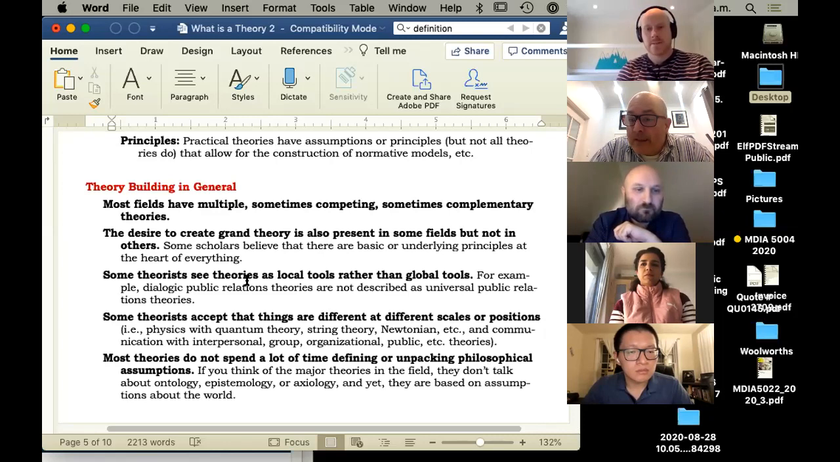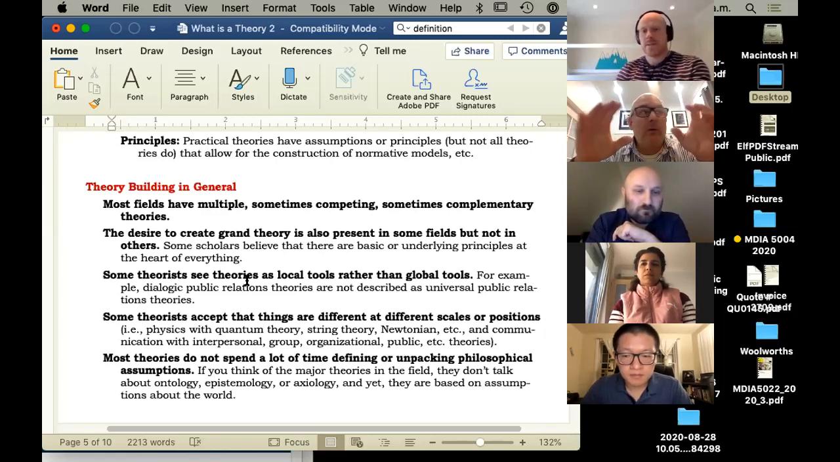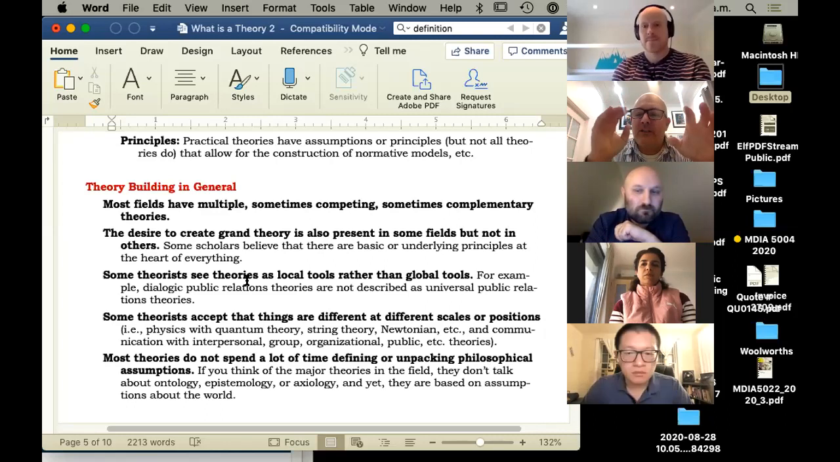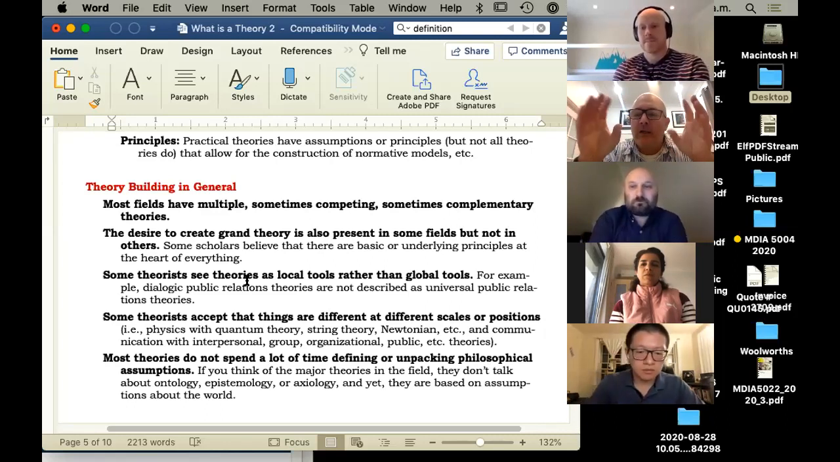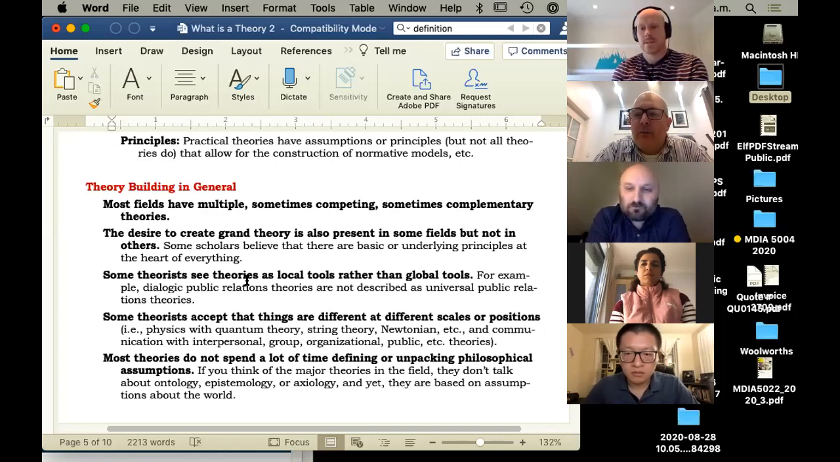There are big theories. You can have a big theory, a grand theory that tries to explain the whole field. So the basic Shannon Weaver communication model, right? Sender, receiver, input, output, throughput, environment, context, right? That nine-part model that every undergraduate probably learned.